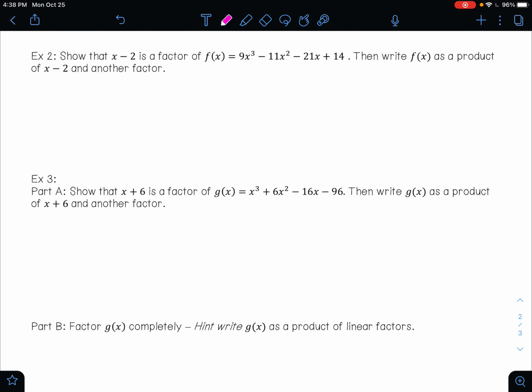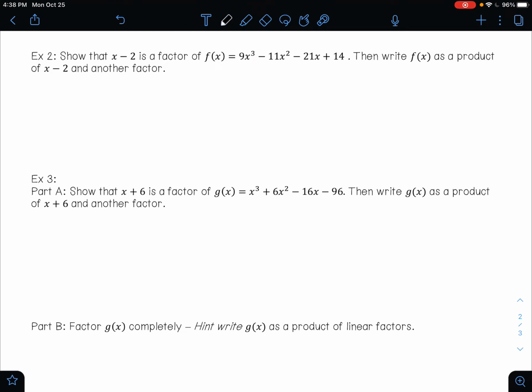It says show that x minus 2 is a factor of f of x equals 9x cubed minus 11x squared minus 21x plus 14. Then write f of x as a product of x minus 2 and another factor. So to start this, we're going to do synthetic division. We start our synthetic division with our polynomial. Your polynomial always has to be in standard form. So this is in standard form, and it is not missing anything, so I do not need to use 0 as a placeholder. That's because my exponents for x go 3, 2, 1, and 0.